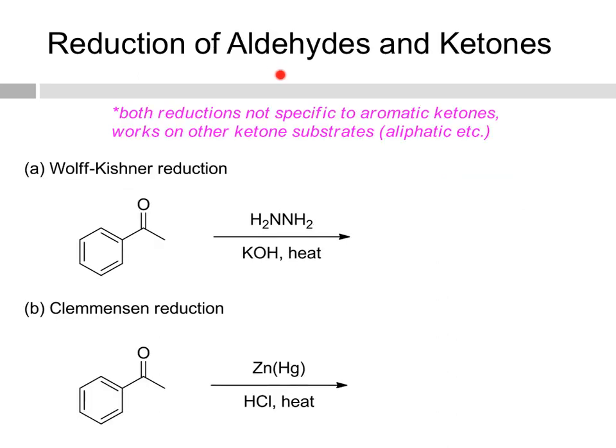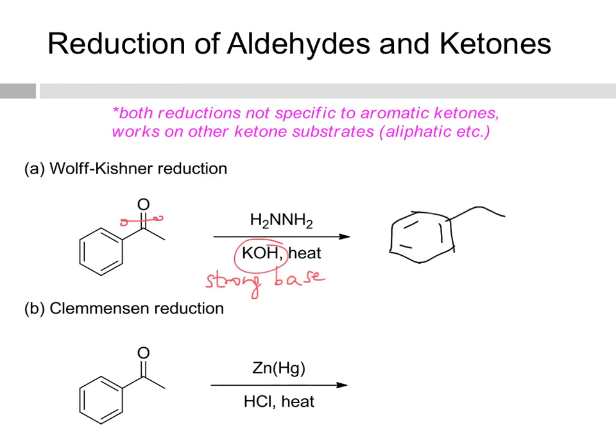We can reduce aldehydes and ketones to the corresponding alkane. Now, both these reductions are not specific to aromatic ketones. They will work just as well on other ketones and aldehydes. The first example is the Wolff-Kishner reduction. This is under strong base conditions, and we use hydrazine, potassium hydroxide, and heat in order to completely cleave this carbon-oxygen bond and get the corresponding alkane.